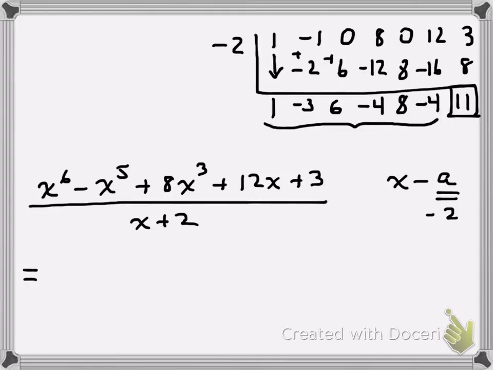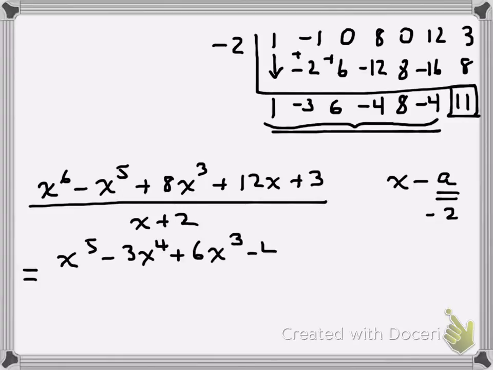Okay, so once we have that, we can now write the final answer. So this can be written as, now look here for your coefficients: x to the 5th minus 3x to the 4th plus 6x cubed minus 4x squared plus 8x minus 4. And now plus our remainder term. So here we have plus 11 over x plus 2. Okay, and there you have it.